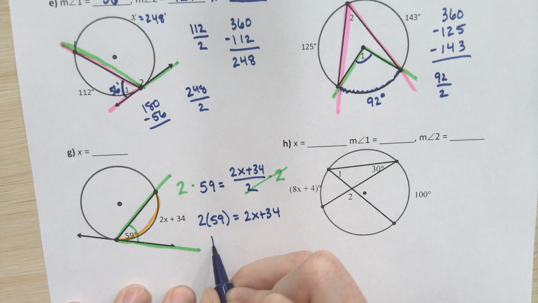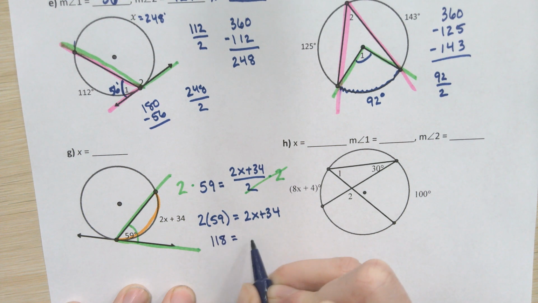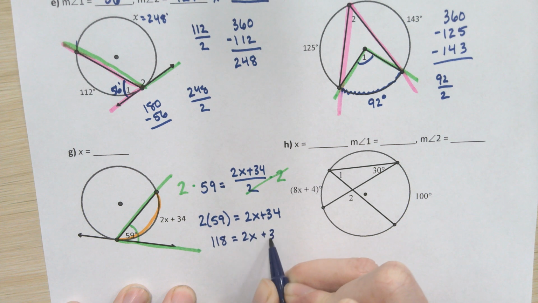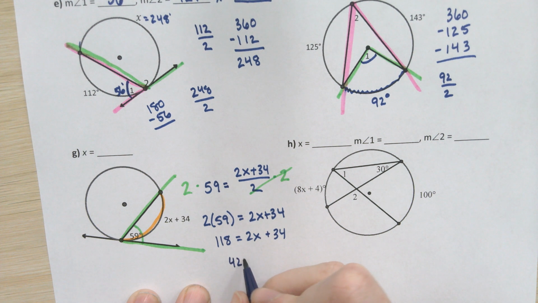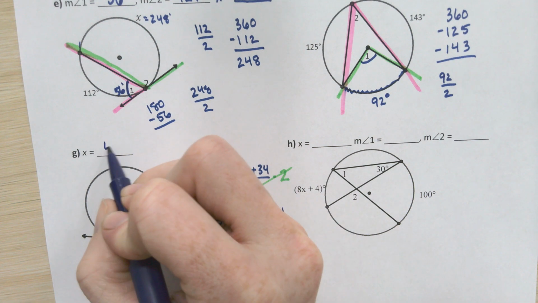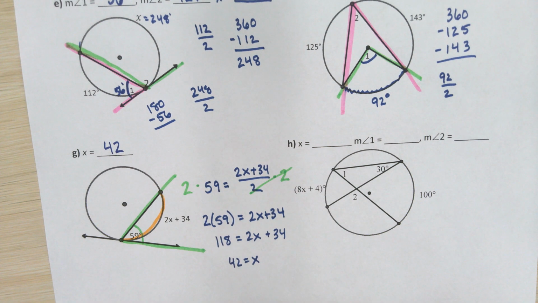2 times 59 is 118. So then we're going to end up subtracting 34 and dividing by 2. You should end up with x equal to 42 by the time you finish up those calculations.